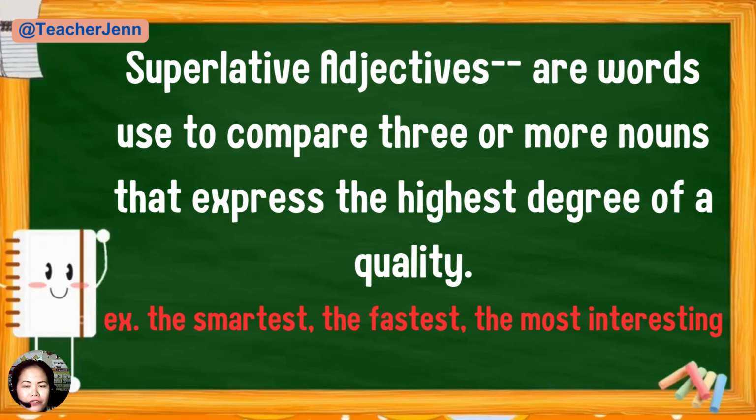Superlative adjectives, on the other hand, are words that we use to compare three or more nouns that express the highest degree of quality, like the smartest, the fastest, the most interesting. We usually see est at the end of these adjectives, and sometimes we use the most before the adjective.